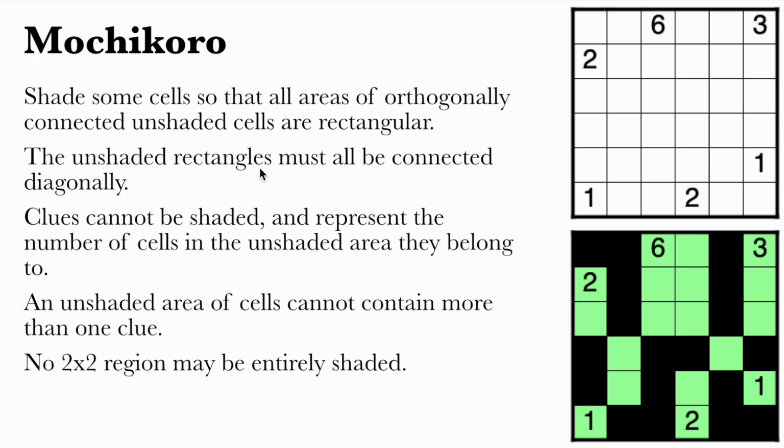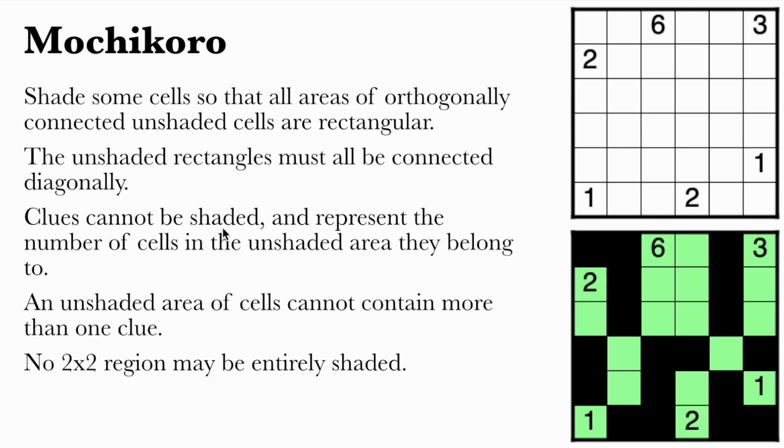The unshaded rectangles must all be connected diagonally. So you're seeing these unshaded rectangles. Some are squares. Squares are rectangles. And they are connected to one another through their corners, not their edges.